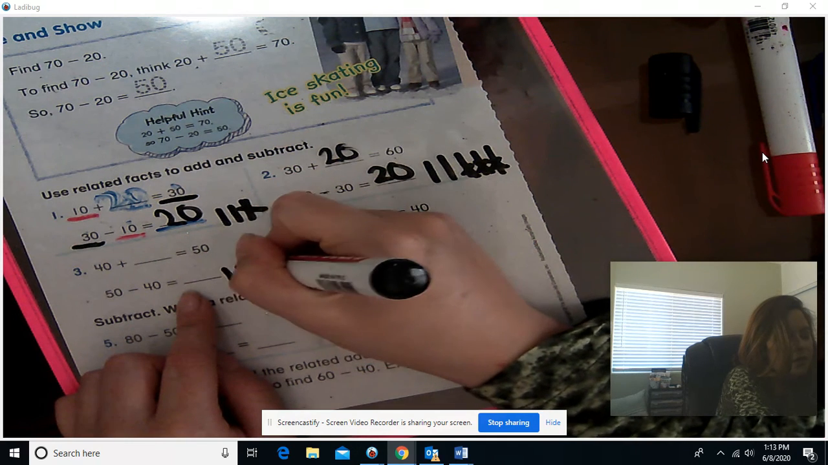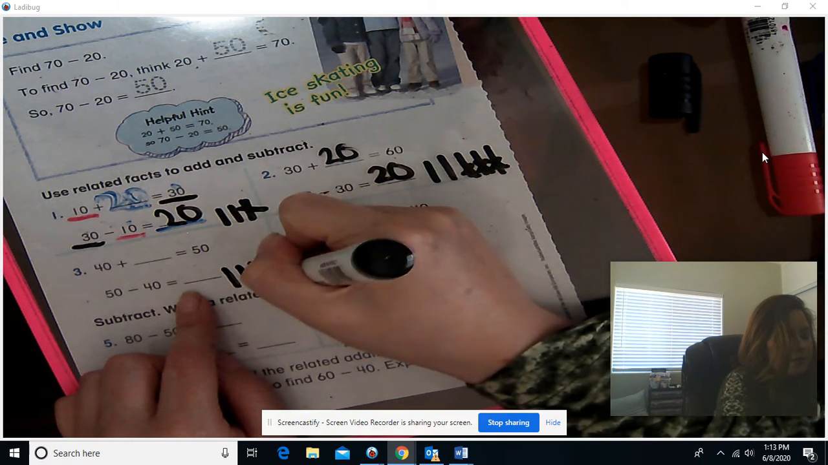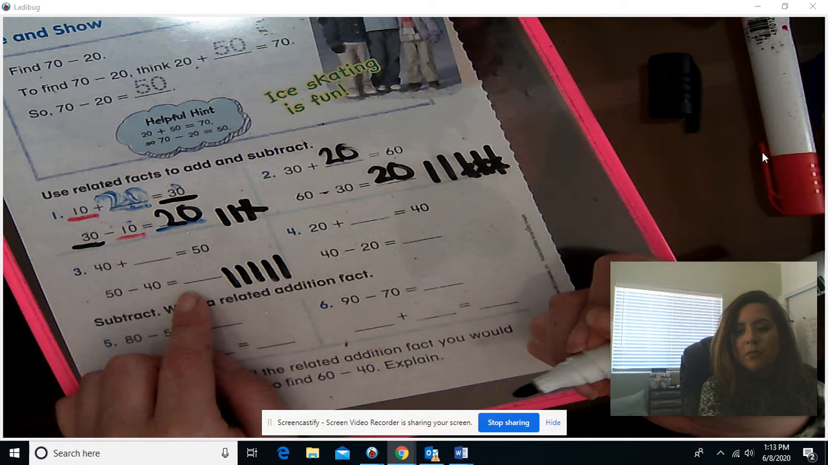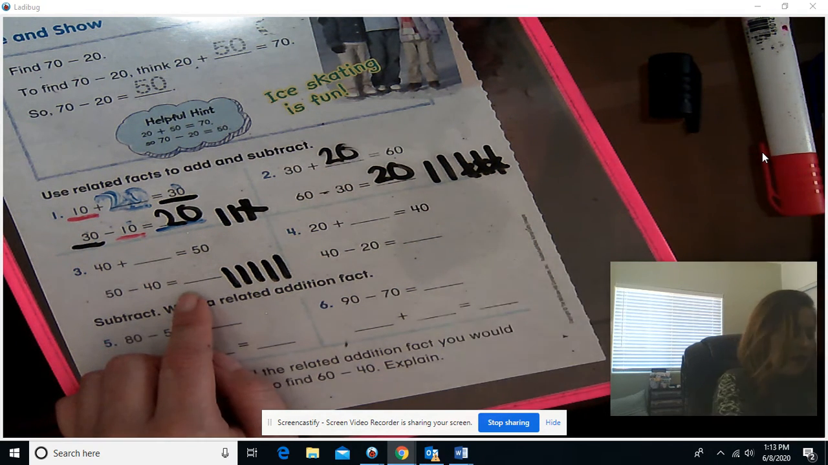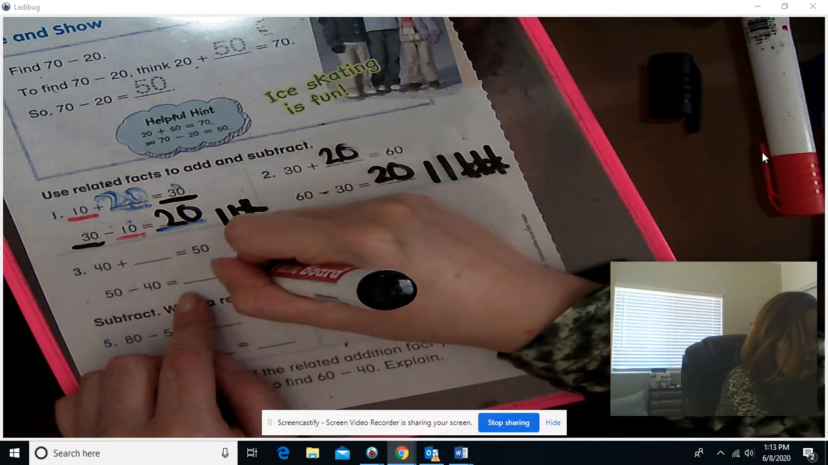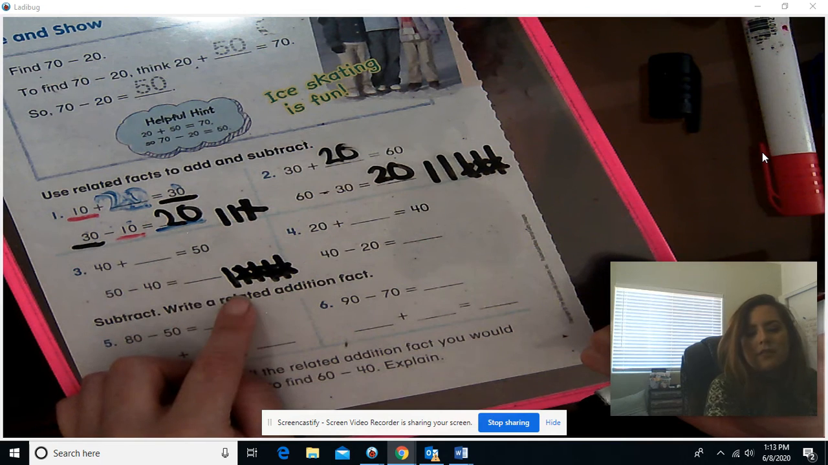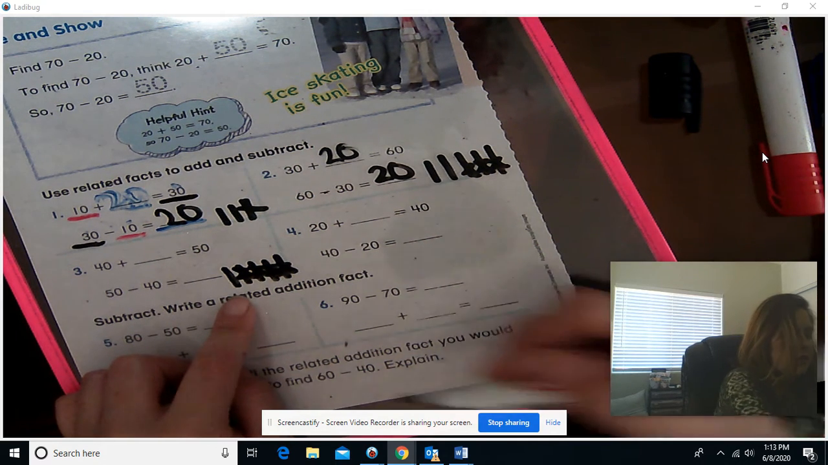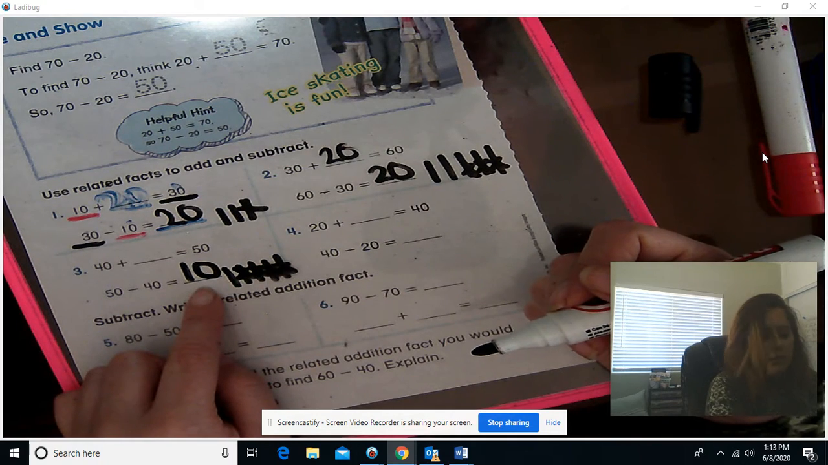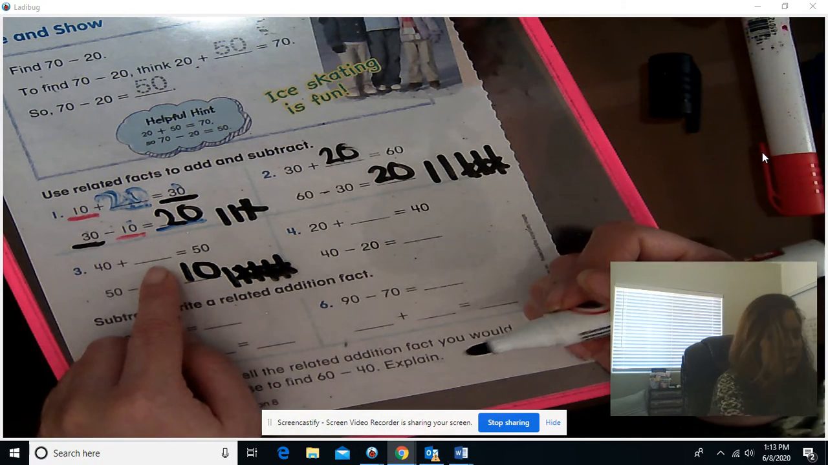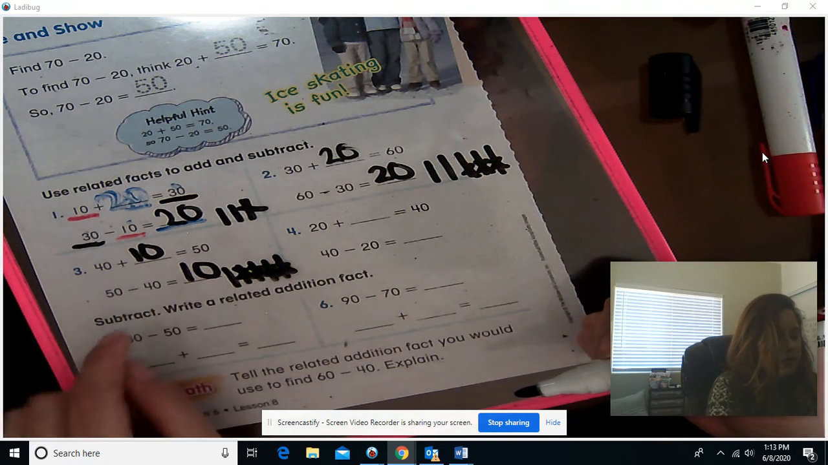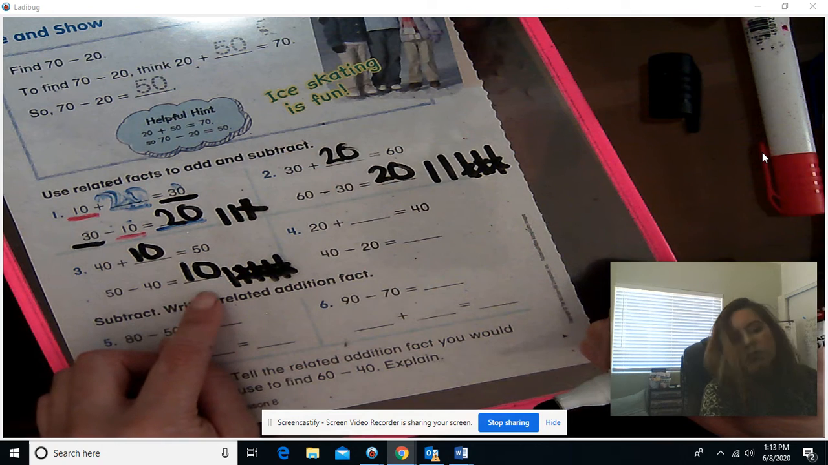10, 20, 30, 40, 50 minus 40. So please, please remember that minus means take away. Minus 10, 20, 30, 40. How many are left? 10 is left. So if I know that this equals 10, I know that that's my missing part, 10. So 40 plus 10 equals 50. 50 minus 40 equals 10.